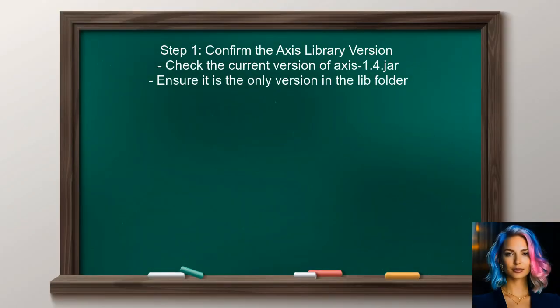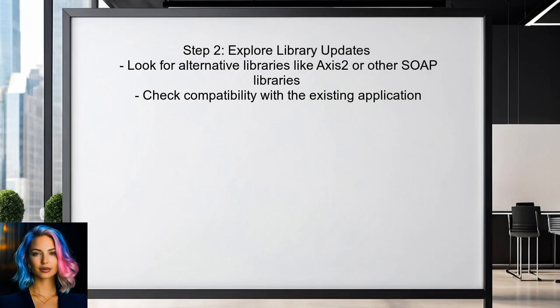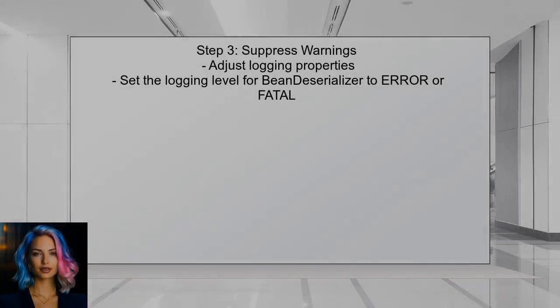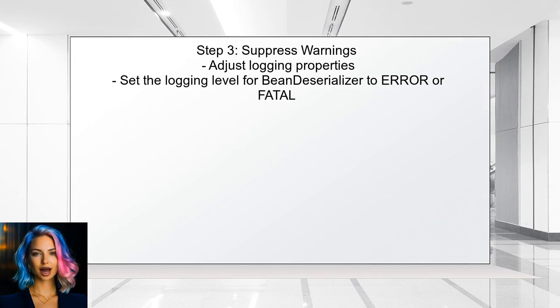To begin resolving the BeanDeserializer warnings, the user should first confirm the version of the Access library currently in use. This is crucial because the warnings may stem from an outdated library. Next, the user should consider updating to a newer version of the Access library. However, since the user mentioned difficulties finding a newer version, they can explore alternative libraries that are compatible with their application. If the user decides to stick with the current version, they can suppress the warnings by configuring the logging level. This can be done by adjusting the logging properties in the application.